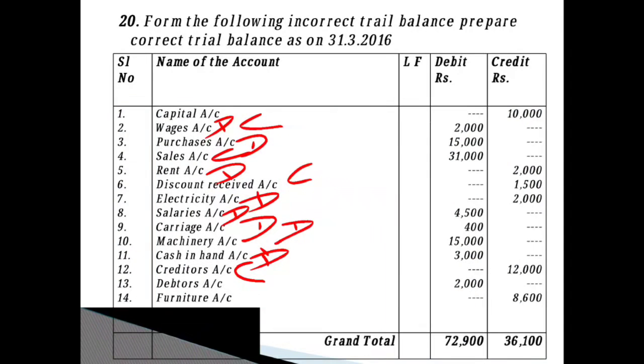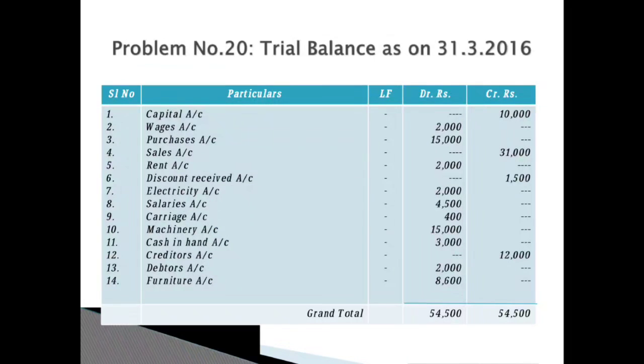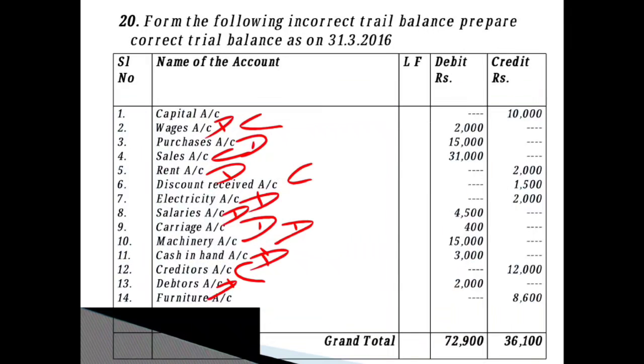The next you have debtors, means asset, so debit balance, okay, 2,000. They also are given debit only. The 13th one, debtors 2,000. Next you have furniture, it is an asset, so debit side you should record, but they have given credit side.